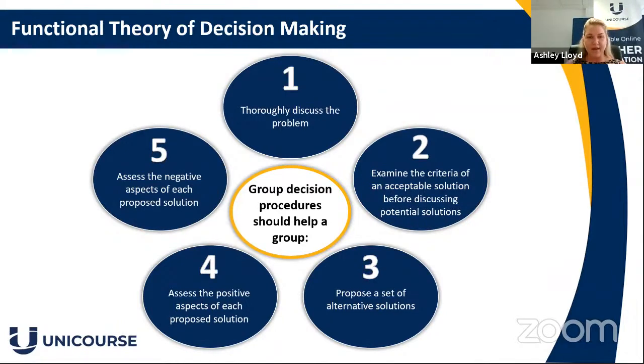So let's think about it firstly. As a group, you thoroughly discuss the problem. You look at the different areas. You look at how you can define that problem. So you're examining the criteria of an acceptable solution before discussing potential solutions. You're throwing a few ideas out there, and then you can propose a set of alternative solutions. This person might have this solution, this person might have this solution, and you're looking at what the positives and the negatives are for each solution.